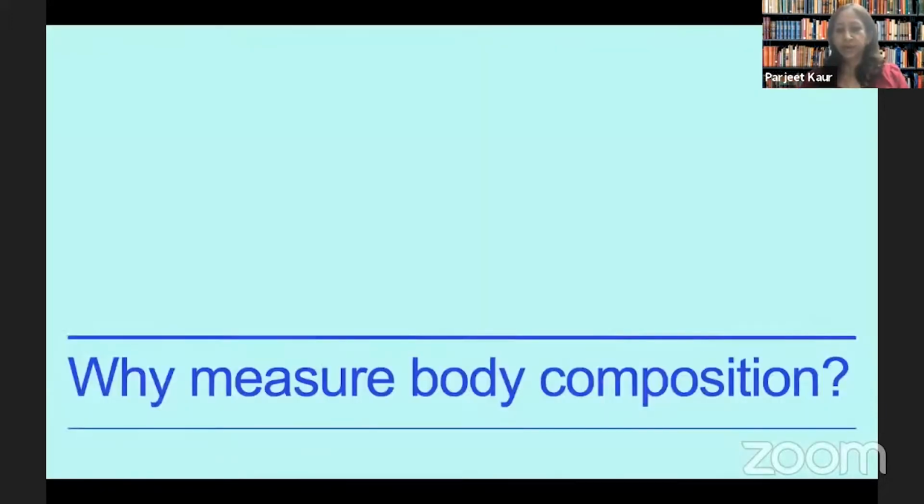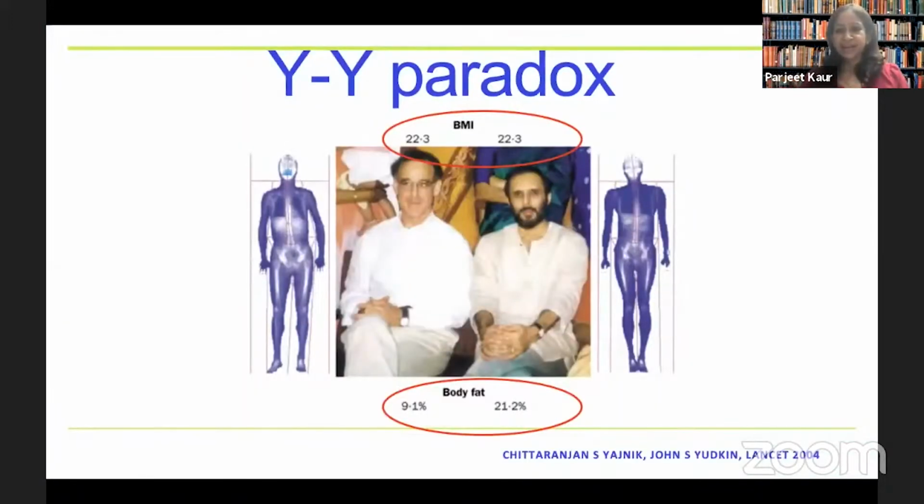So why measure body composition? I think this slide has been presented many times in many presentations, but again, I want to emphasize it because this slide clearly highlights the fallacy of BMI.